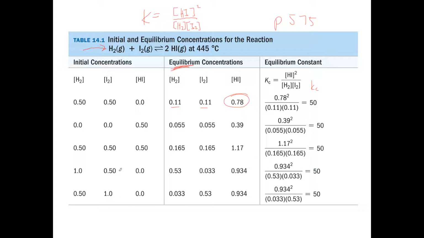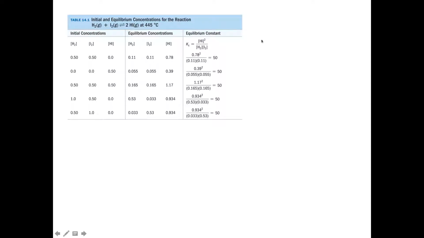over 0.11 times 0.11. Let me point something out here. Actually, let me make this a little bit smaller and point something out. Let me go with this first line here and say that this is where we first see our ice table. So what's an ice table? H2.